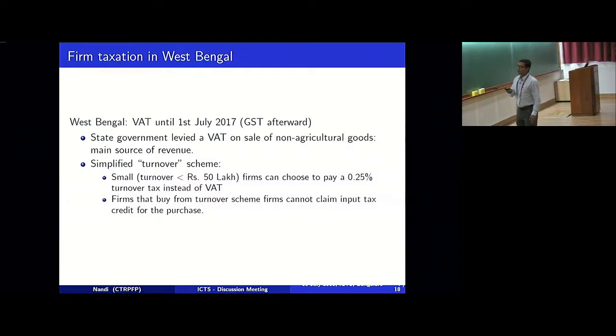Now, a firm whose turnover is less than 50 lakh, you're familiar with 50 lakh, right? Yeah, it's 5 million. So if a firm has a turnover less than 50 lakh, it can choose between those two. It can go for the VAT scheme, or it can go for the turnover scheme. But if the turnover is more than 50 lakh, it has to be in the VAT scheme. There is no choice on that point.